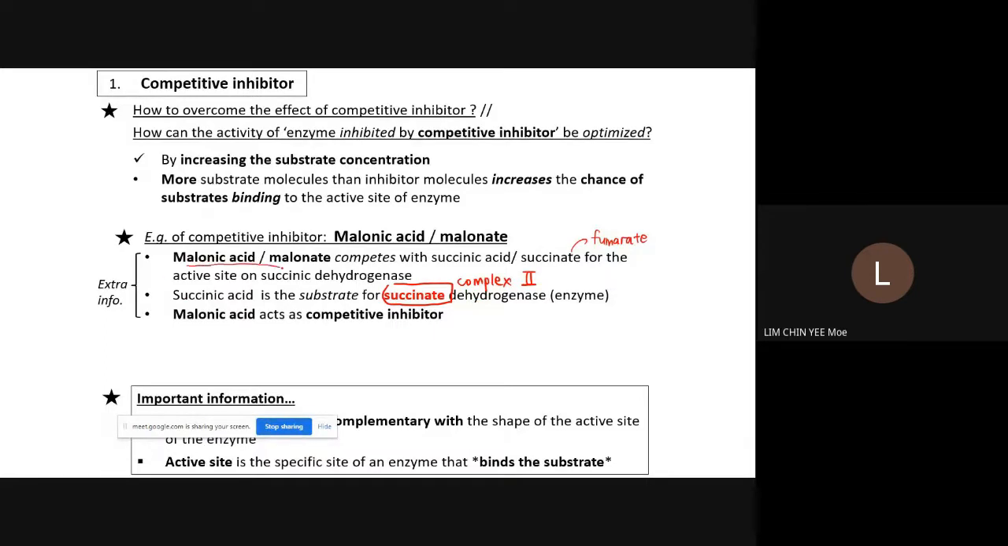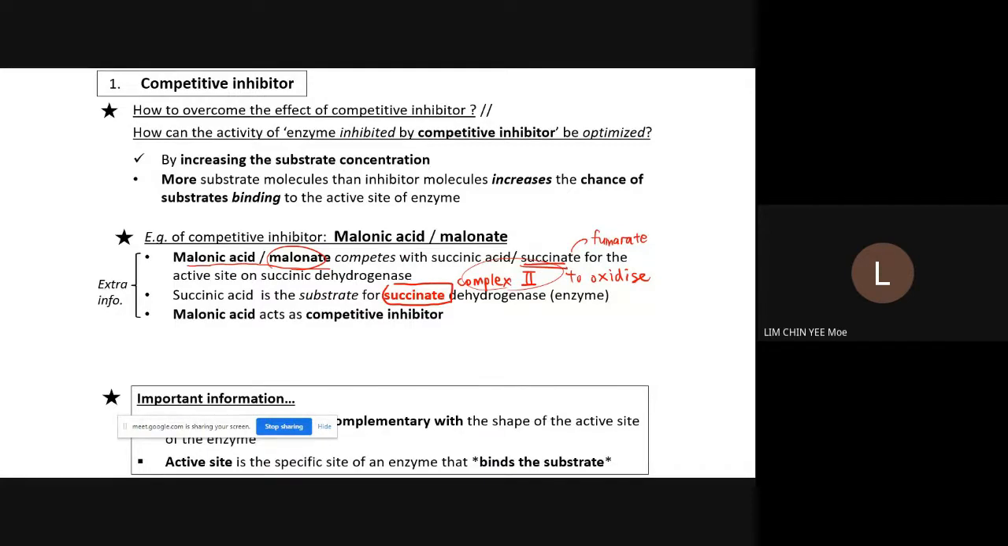Macam Jordan tanya tadi, cyanide hanya target complex 4 ke? Yes. Whereas for malonate, dia hanya target complex 2. Dia compete dengan succinate. Ini masa Krebs cycle, okay? During Krebs cycle, dia mungkin ada melibatkan enzim ini untuk oxidize succinate to become fumarate. So, ada malonate ini sebagai competitive inhibitor untuk compete with succinate.